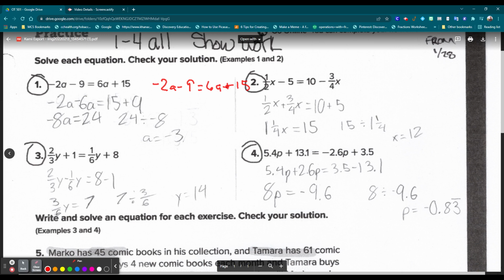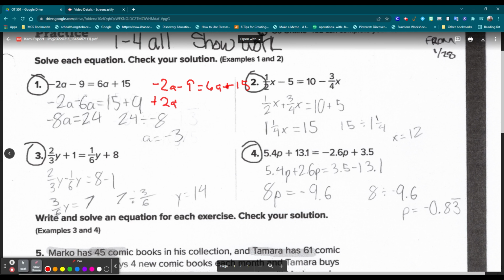So what do you need to add to negative 2a to get 0? Well, that would be the opposite, which is positive 2a. So right underneath negative 2a, I'm going to show that I'm going to add 2a to that.